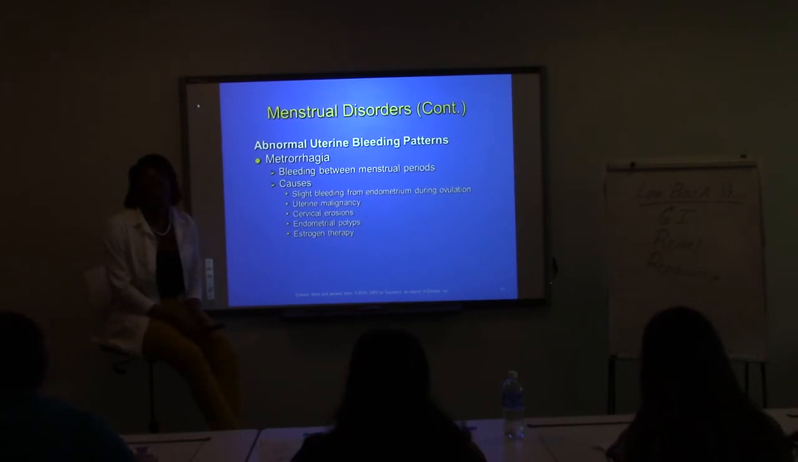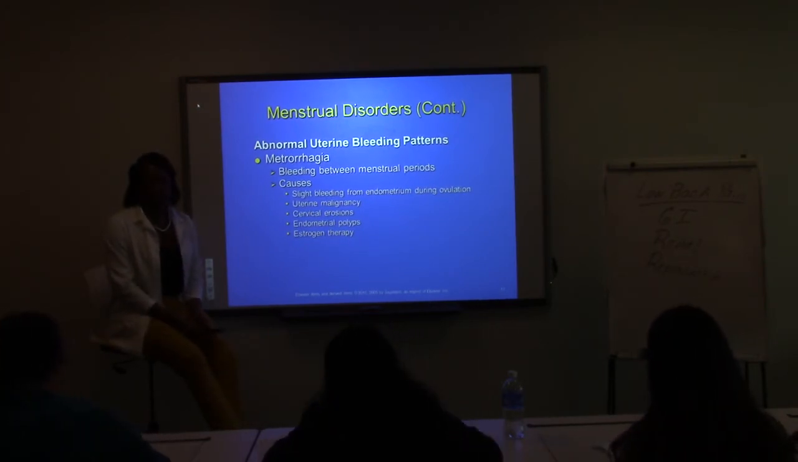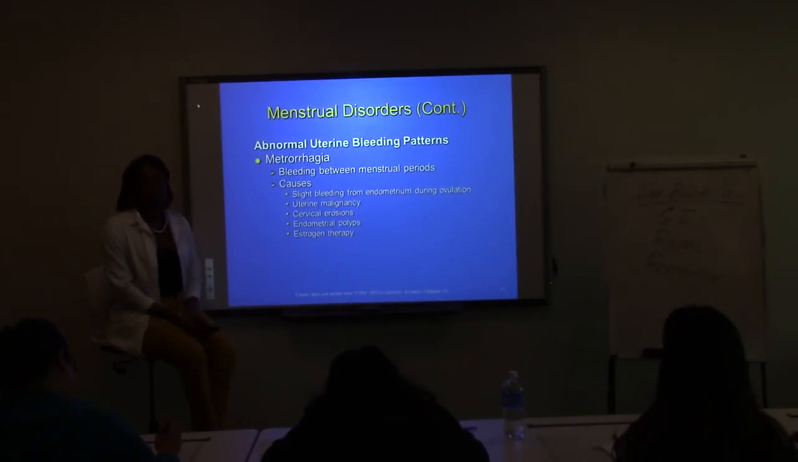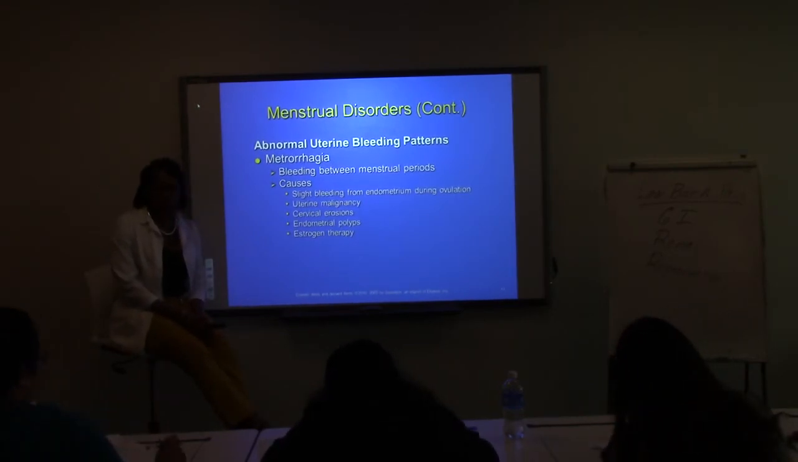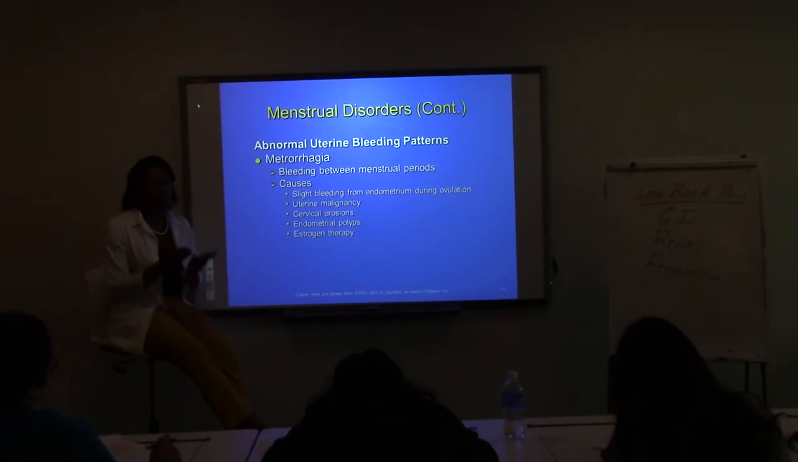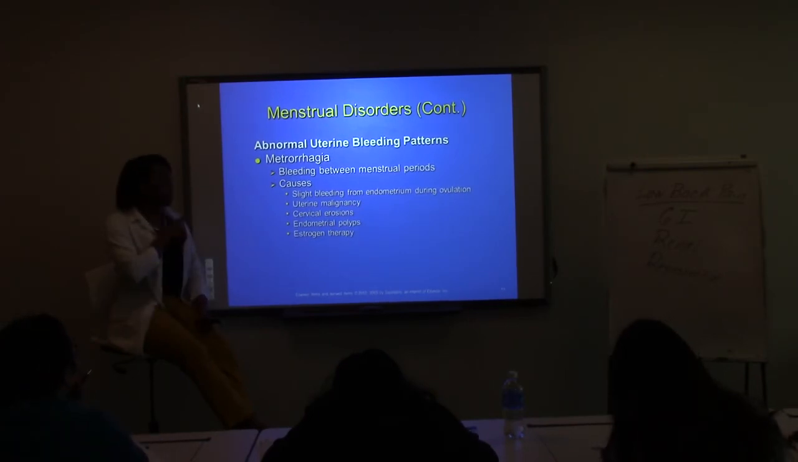Okay, metrorrhagia. Yes, we have a whole bunch of terms here. This is bleeding in between menstrual periods, also known as spotting, also commonly known as breakthrough bleeding. So this is where there's bleeding in between your normal cycle, a spotting.